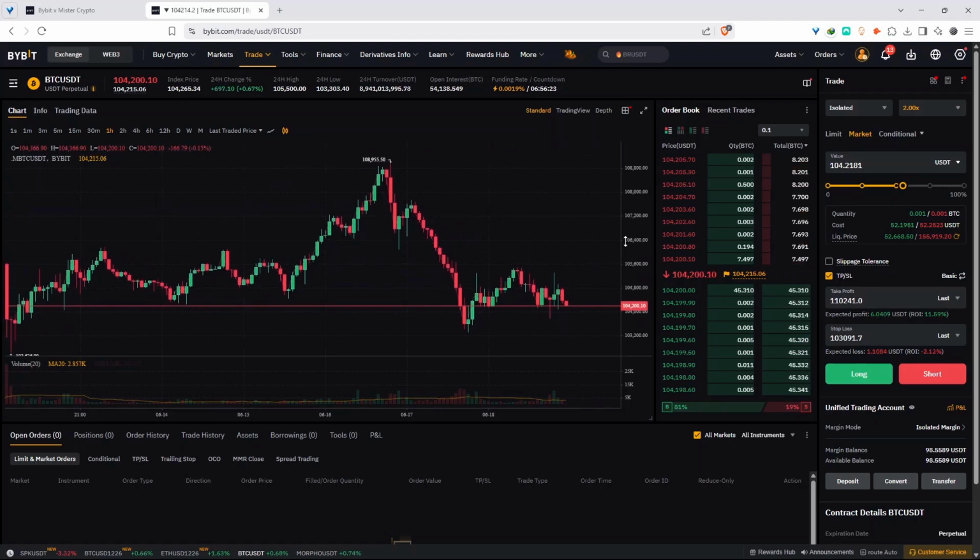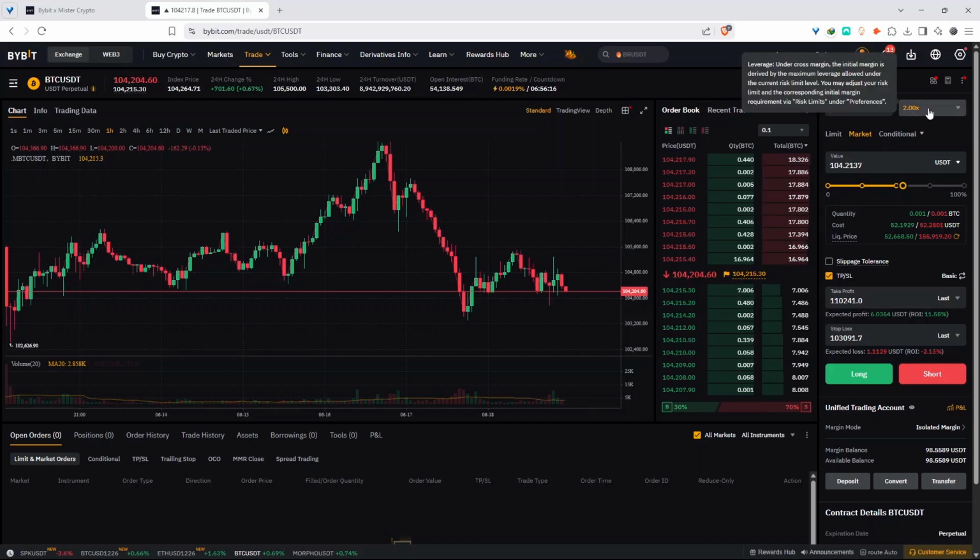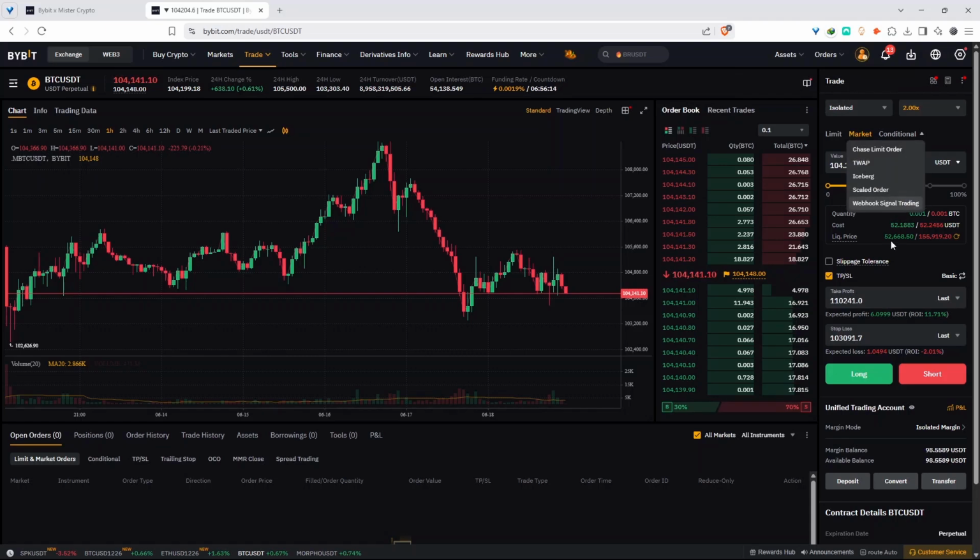Bybit lets you use leverage, which means you can control a larger position with a smaller amount of money. For example, with $50 and 2x leverage, you're trading as if you have $100. But remember, leverage amplifies both gains and losses, so I always recommend using little to no leverage, especially if you're new to futures. Even 1x or 2x is enough to get started safely.